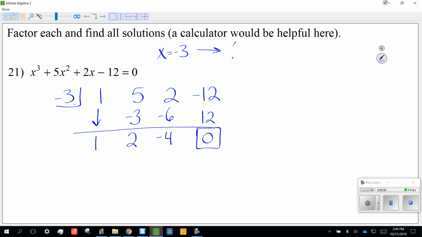this becomes the linear factor x plus 3. And it means it really is a factor. It really does divide evenly. It's like dividing 10 by 2 and finding out that it's 5 right on the dot.